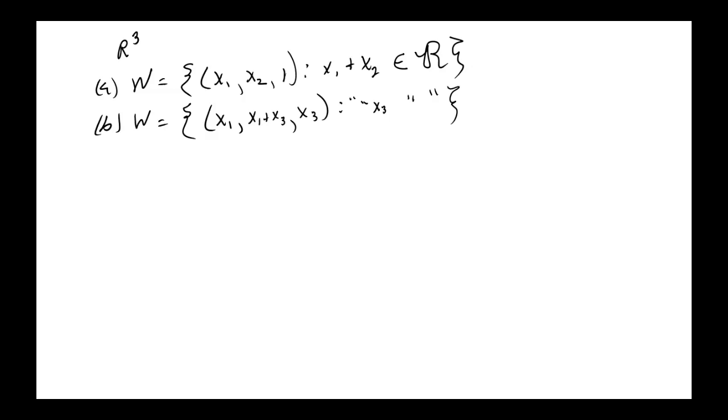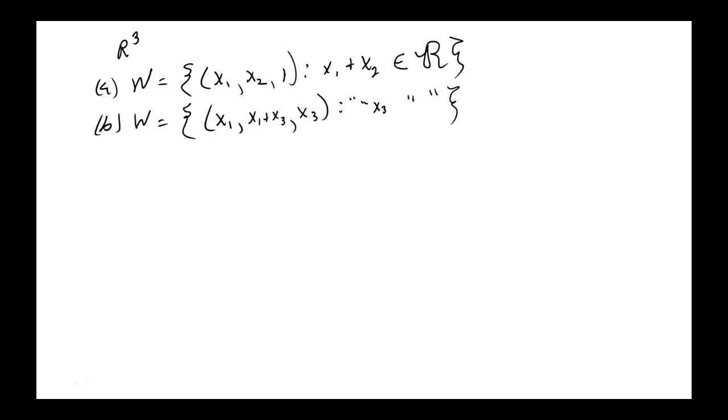I hope they got that. So the easiest one to eliminate: if it doesn't contain the zero vector, it's not a subspace. It can be a subset, but not a subspace. But B does contain the zero vector. It's closed under vector addition. It's closed under scalar multiplication.